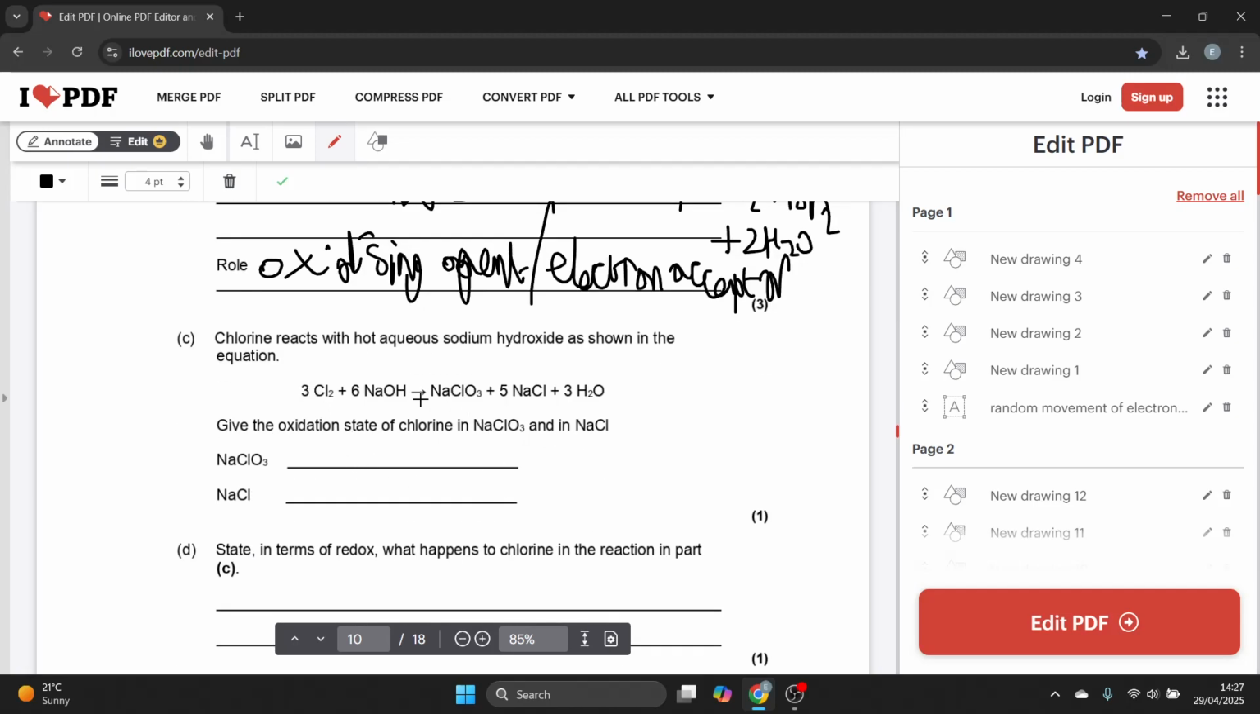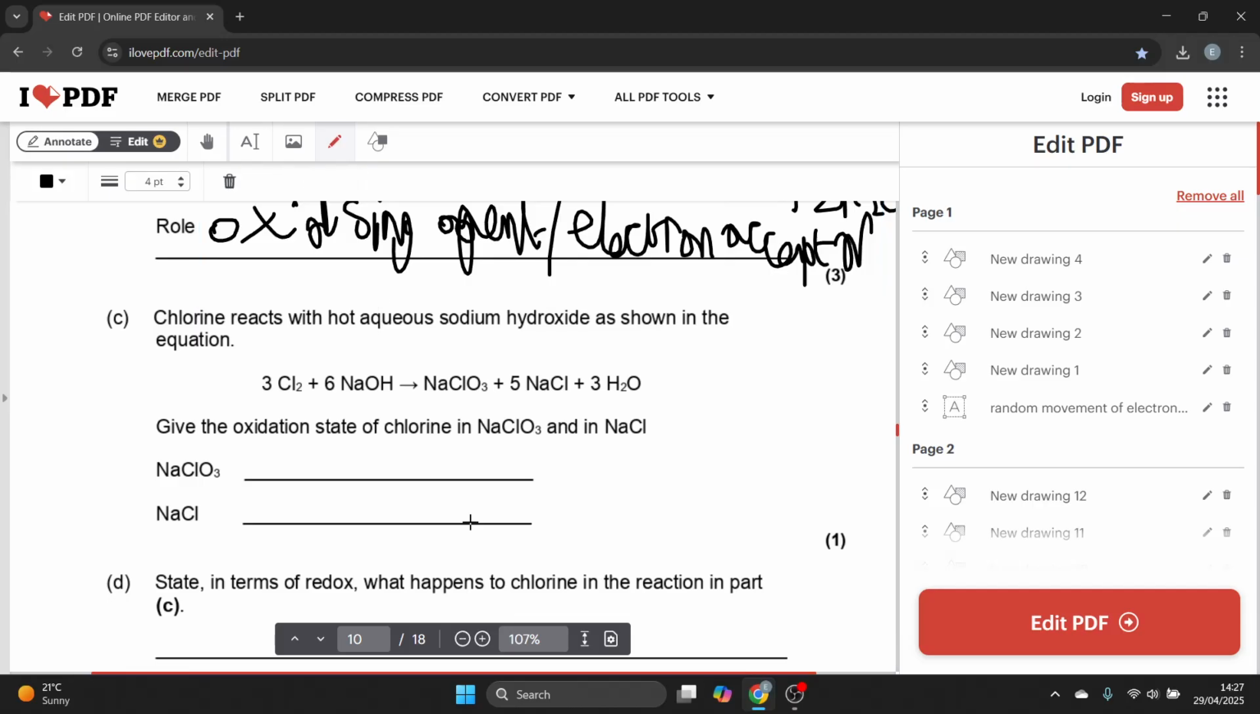Give the oxidation state of chlorine in this and this. Sodium chlorate reacts with hot sodium hydroxide, okay, show the equation. Give the oxidation state of chlorine in NaClO3 and NaCl. Well, in this case, oxygen is minus 2 times 3, minus 6, plus the sodium, which is plus 1, which is minus 5, and therefore chlorine must have an oxidation state of plus 5 to get an overall charge of 0. In this case, that's plus 1, therefore that's got to be minus 1. Plus 5 and minus 1.